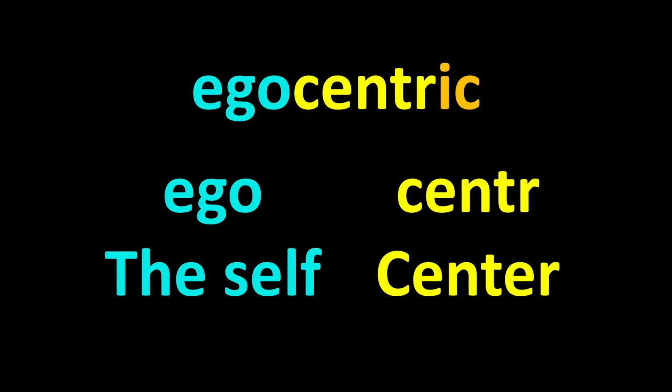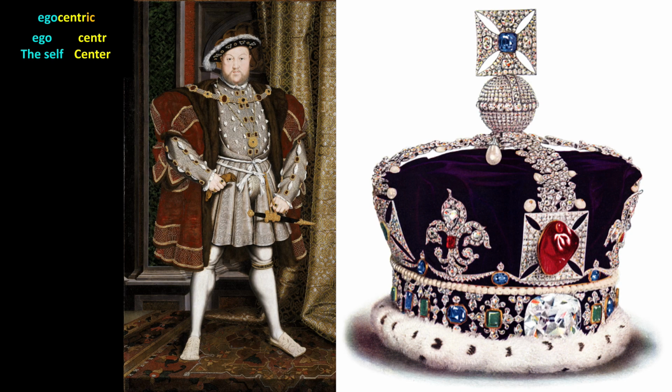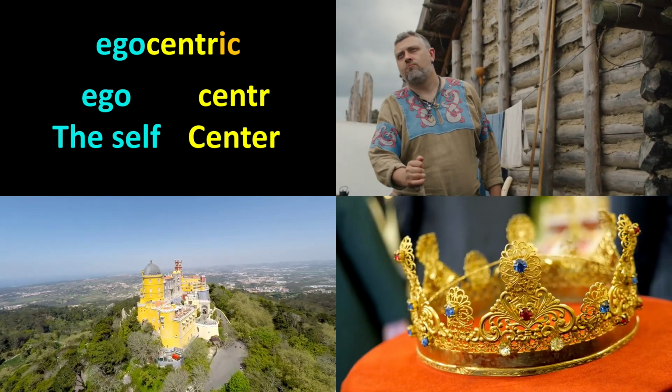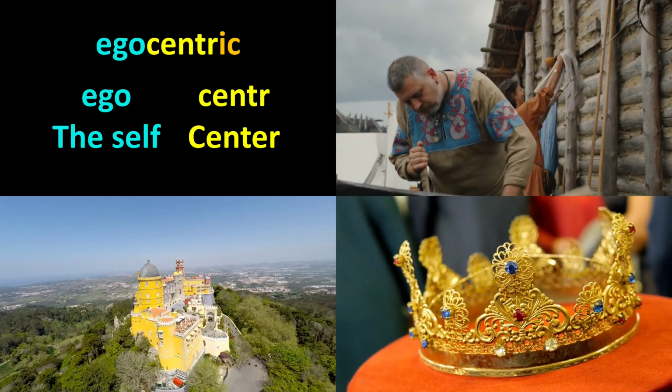The word egocentric is made of 2 word parts. The first is ego, which means the self. Someone who's egocentric is very selfish. She or he has little or no concern for others. Famous examples are kings and queens who taxed poor citizens and spent that money to buy expensive jewelry for their own pleasure.